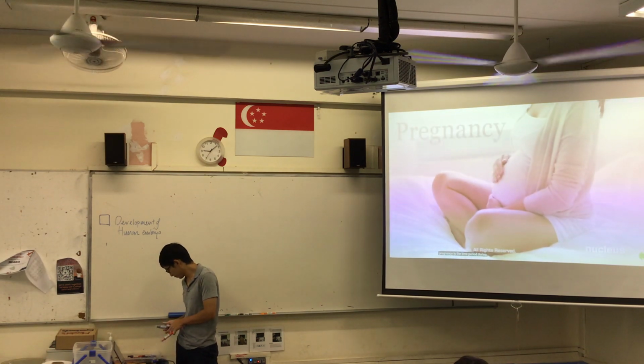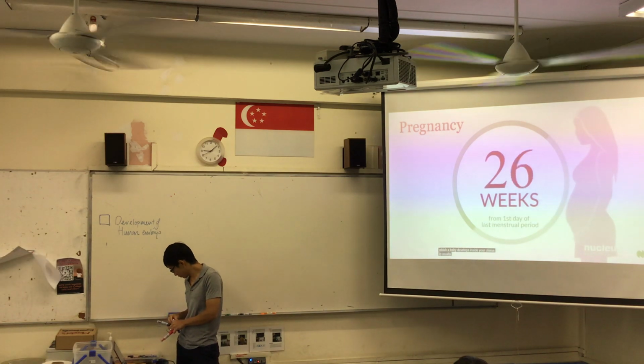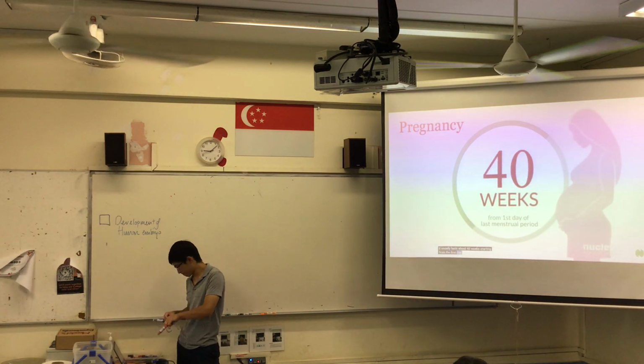Pregnancy is the time period during which the baby develops inside your uterus. It usually lasts about 40 weeks, starting from the first day of your last menstrual period.